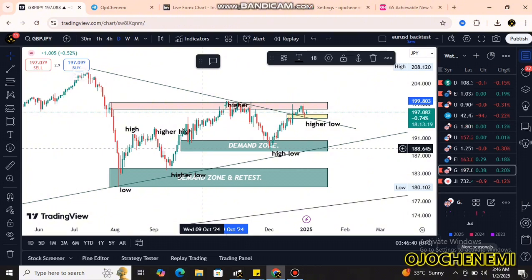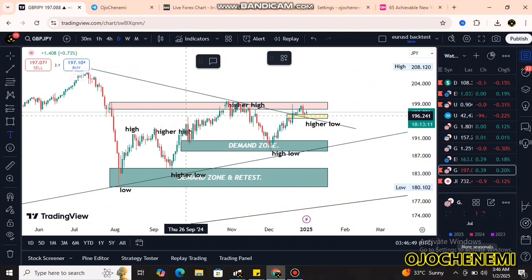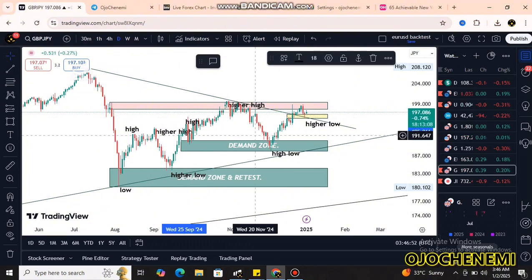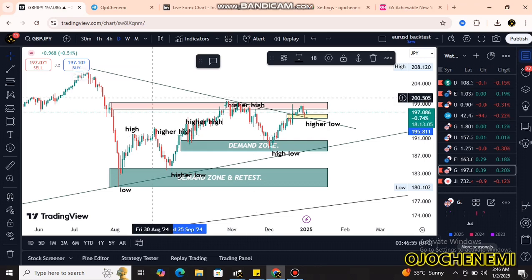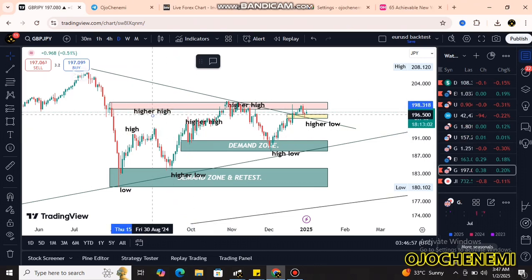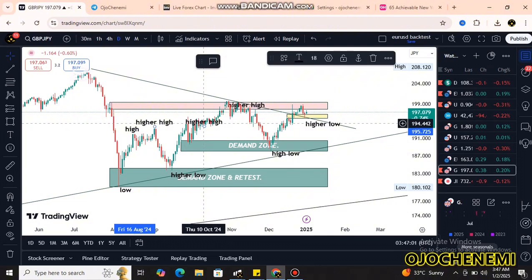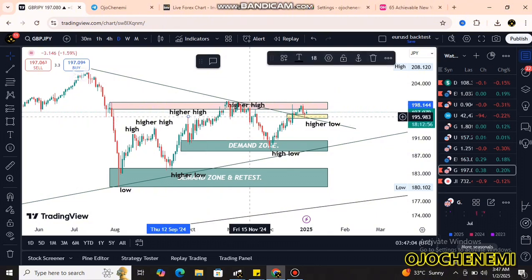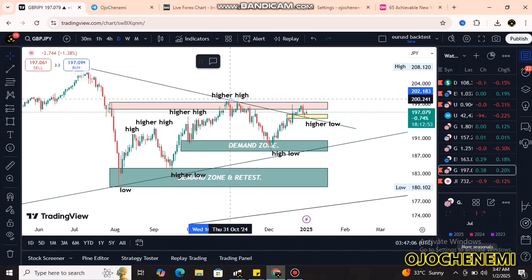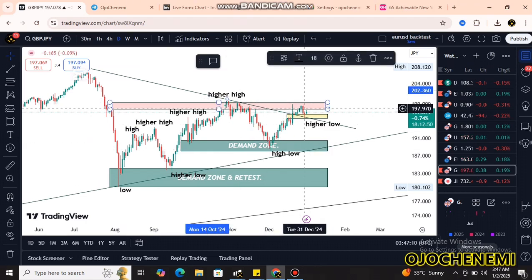Okay, let's consider here also as a higher high, because it's higher than this. Or let's just go here, higher high. Before any pullback, you can see that there is a higher high, higher high. It's higher than this one. This one is higher than this one. This one is higher than the previous one.